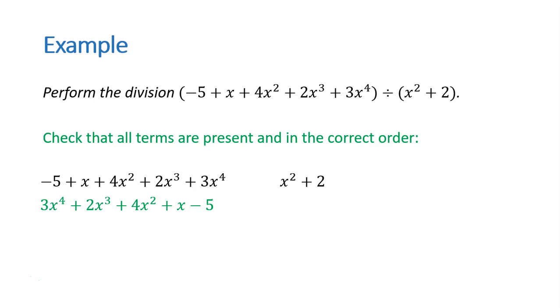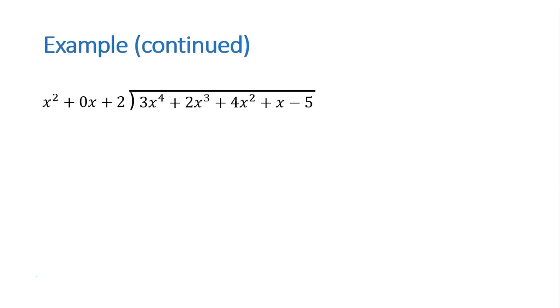Now our divisor, we have an x squared and a constant, but we're missing the linear term in the middle. We're missing the x. So we need to put in a 0x placeholder. So once we've got all of that taken care of, now we can set up our division using these adjusted dividends and divisors. Just like before, we're dividing what's out front for our divisor into the first thing we can divide into in our dividend.